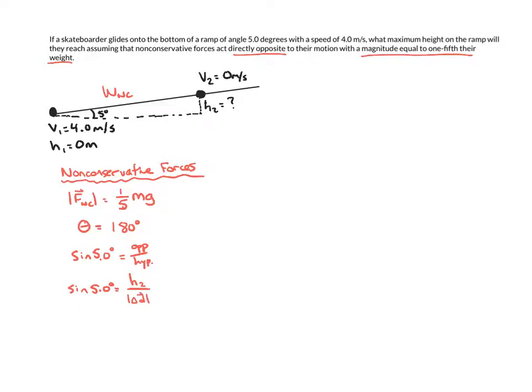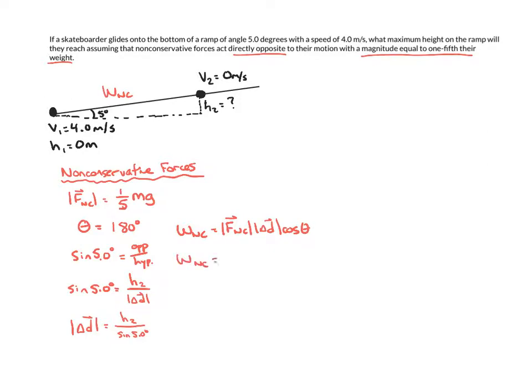So when I rearrange this, my displacement becomes h2 over sine 5 degrees. So that's an expression for displacement. So in terms of the work done by non-conservative forces, W_NC is going to be force times displacement times cosine of theta, or cosine of 180 degrees.